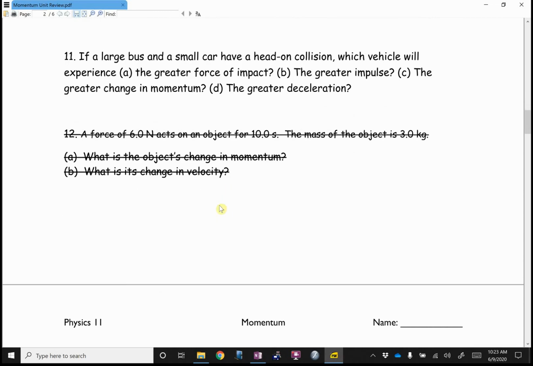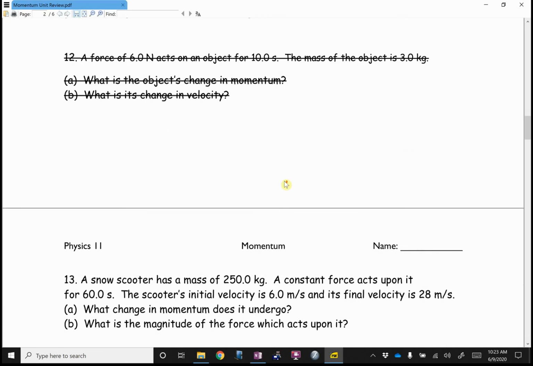Number 12, I skipped, but what's the object's change in momentum? 6 times 10, 60 Newton seconds, or kilogram meters per second. What's its change in velocity? Take that 60, divide it by the mass. The change in velocity would be 20.